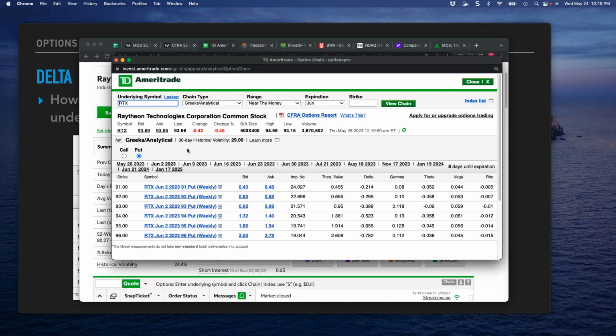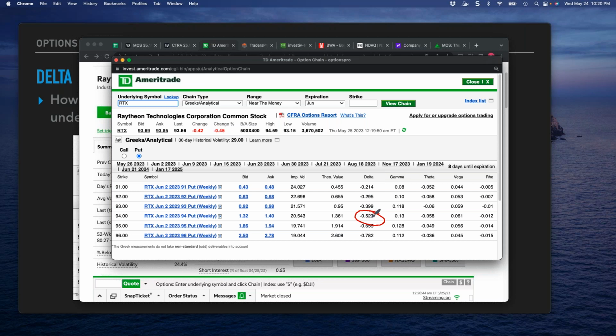Let's switch over to put options. Now, if we look at the same $94 strike price, which is a little bit in the money in this case, we can see that the delta value is a little over 52 cents per share. All delta values for put options are going to be shown with negative numbers. That is simply a way to reflect the generally bearish nature of put option contracts, at least for buyers. However, the math is exactly the same.